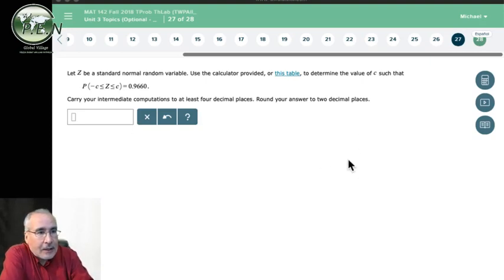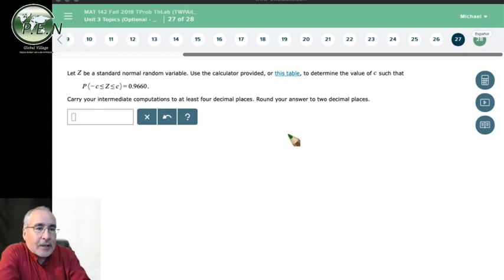K27, we're getting down to the very last nitty-gritty. This one, that z-base standard normal curve, we can use the calculator or the table. I'll use the calculator, then I'll also use the table just to do it to determine the value of c such that the area between negative c and positive c is 0.966. Carry your intermediate calculation to at least 4 places, round your answer to 2 decimal places.